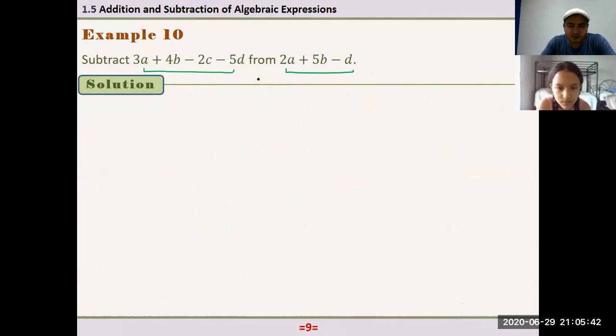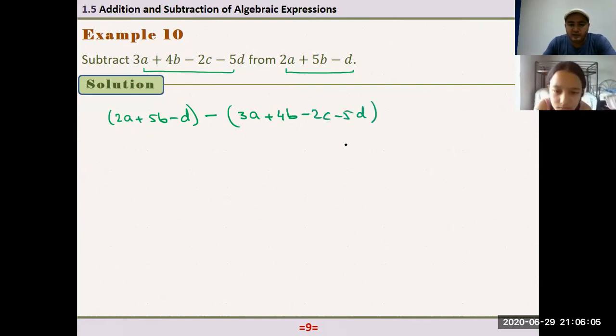A lot of students get confused. We need to subtract this from this, right? So here we have 2a plus 5b minus d, minus, and I have to subtract this whole expression: minus 3a plus 4b minus 2c minus 5d. It is one expression, that's why we always need to put it in parentheses. If it is plus, we can just drop it. Otherwise, if it is minus, we need to change the signs of these coefficients.